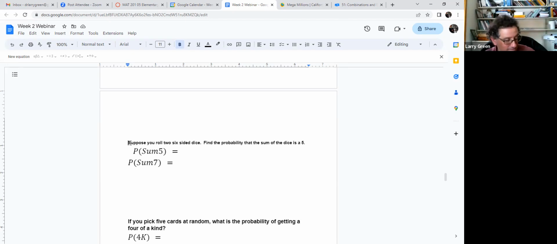Suppose you roll 2 dice. These are not regular old 6-sided dice, not going to cheat or anything like that. I want to find the probability the sum is a 5. So I'm going to roll them. For example, if that's what I rolled, a 3 and a 2, the sum was a 5. On the other hand, if I rolled a 3 and a 6, the sum's not a 5, the sum would be a 9. Any questions on what the question's asking?